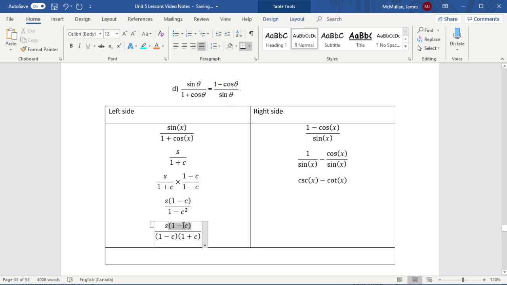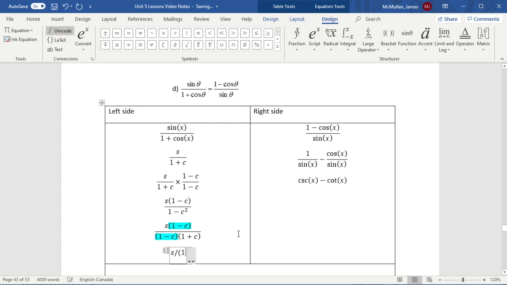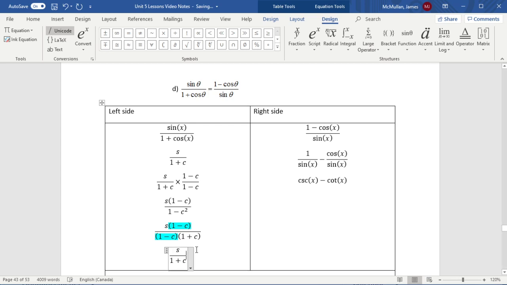What does this help me do? Now I notice that 1 minus c is on the top and on the bottom, and I get s divided by 1 plus c, which is the same thing as what I started with.